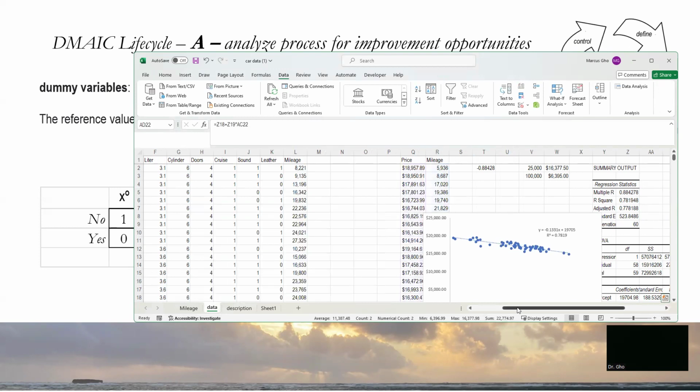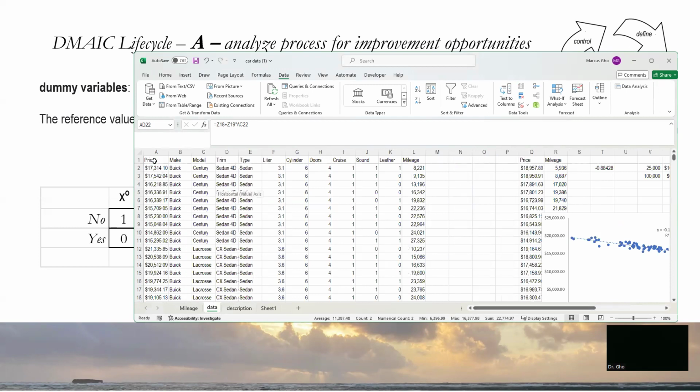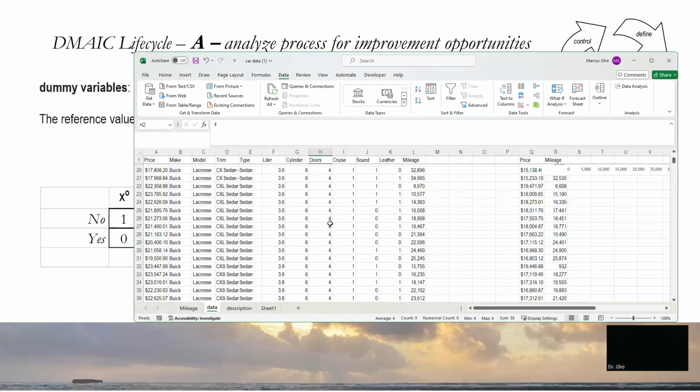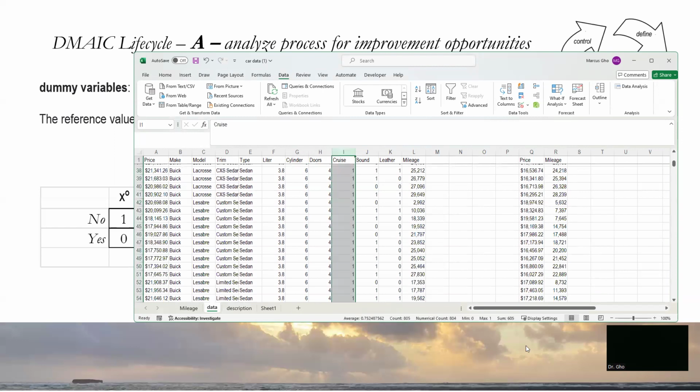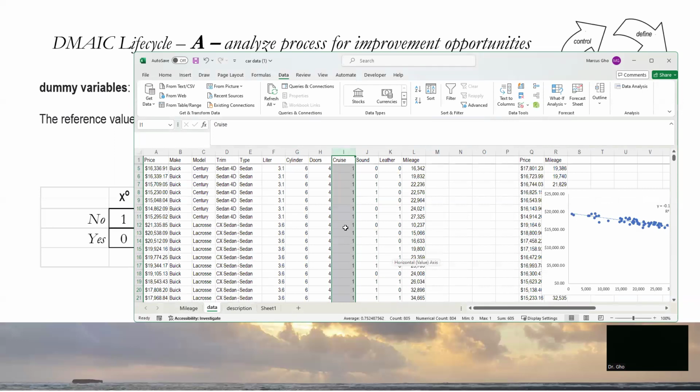If we look at this data, we have a bunch of variables on here. We have the price, then how many liters of displacement the engine has, how many cylinders, how many doors, and then cruise control, which is going to be either the value minimum 0, max is 1, some 605. So you have about 200 that don't have cruise control. A 1 means that you have cruise control. So by having this dummy variable, we'll look at the effect of having cruise control.